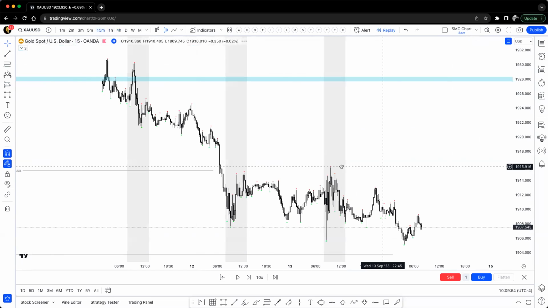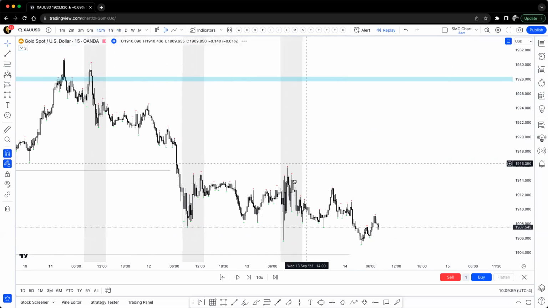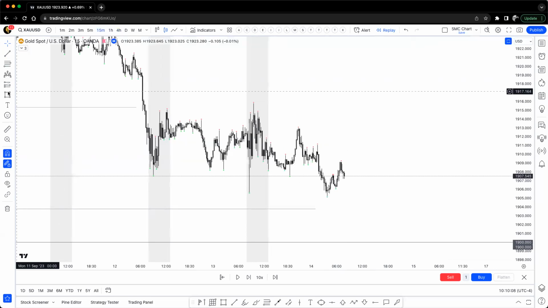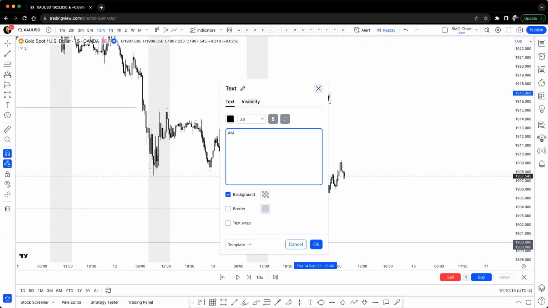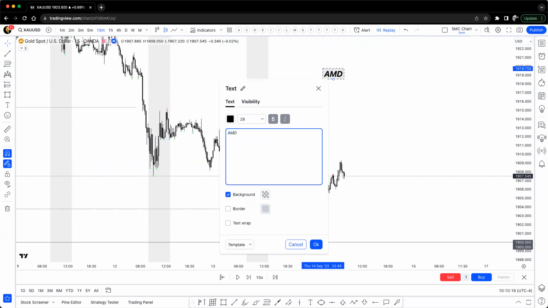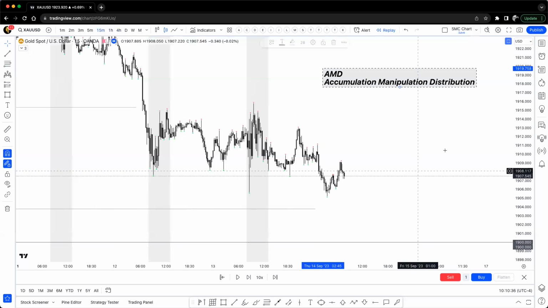When it comes to that day, look at that. So we have consolidation, right? We are right here. It's entering a consolidation phase, or accumulation. So ICT also calls this AMD, which means accumulation, manipulation, and distribution. I think it spells like that.